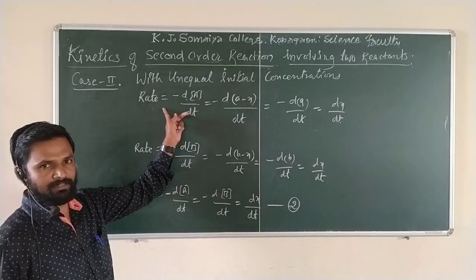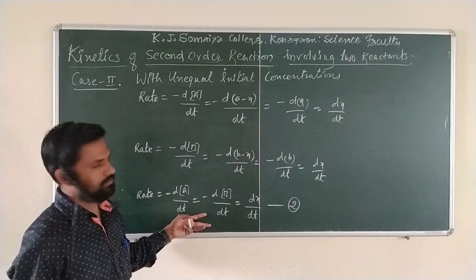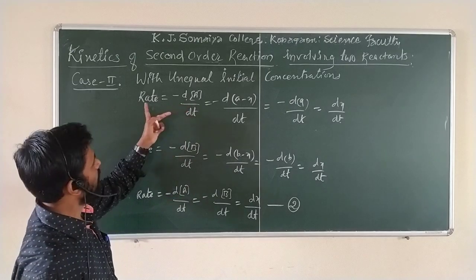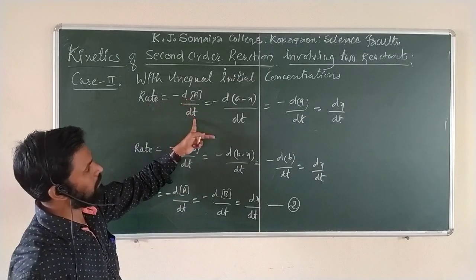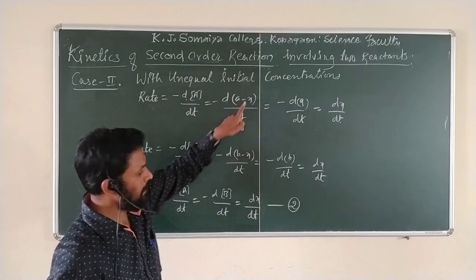Now we have already seen equation number 1 and equation number 2. You have to understand why I am differentiating here. Actually, the rate can be written as minus dA upon dt. This is nothing but minus d(A minus x), the remaining concentration.